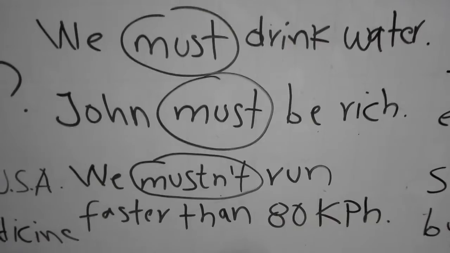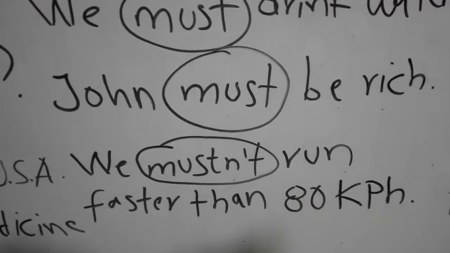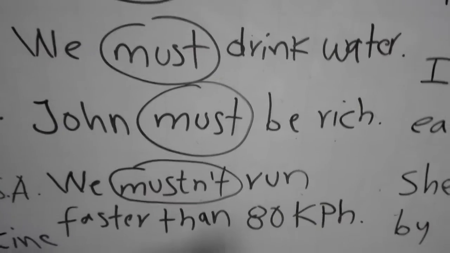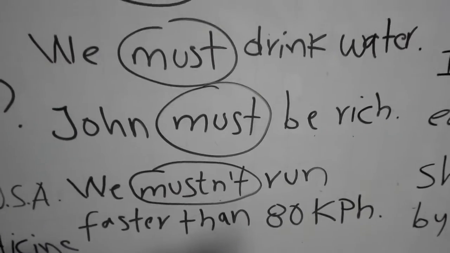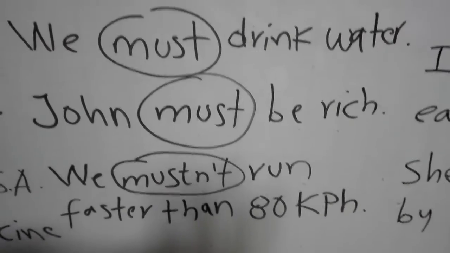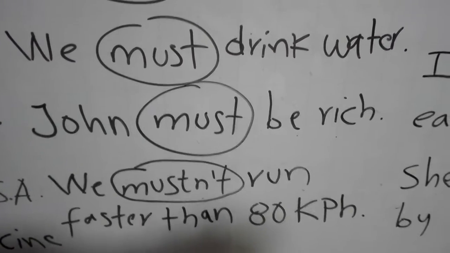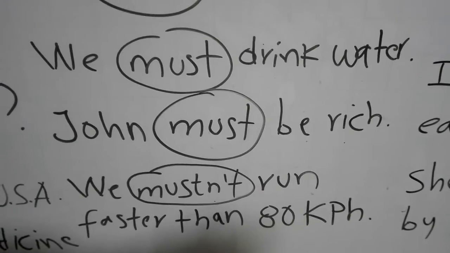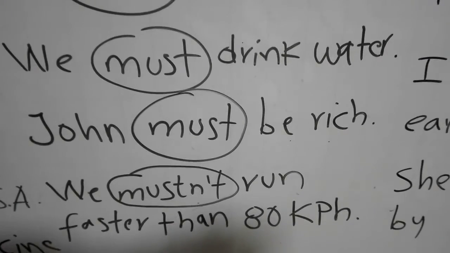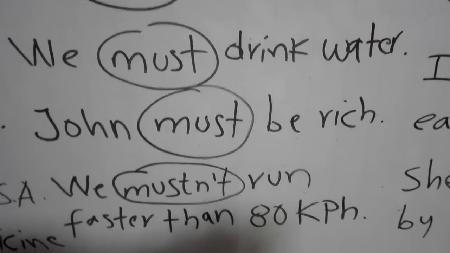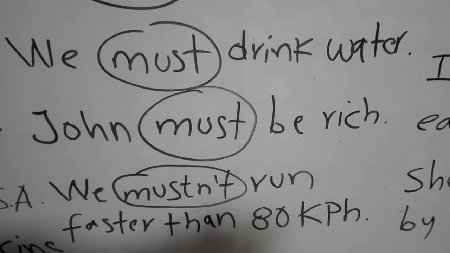The next use for must is logical conclusion. What is a logical conclusion? Let's suppose, for example, John has a mansion, a Ferrari, a Maserati, a helicopter, and a plane. So, what is the logical conclusion? John must be rich, right? To have all the things, John must be rich, okay?